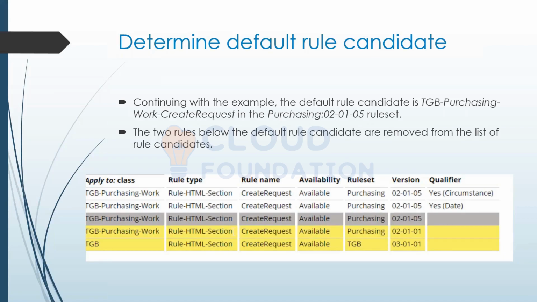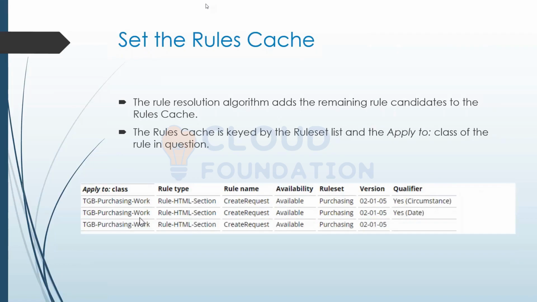All the rules below the default rule candidate will be discarded. Finally, I am now left with 3 rule candidates, out of which one is the default and the other 2 have circumstances. I am left with the 3 rule candidates like this, with which the cache is populated. I started with around 20 rule candidates and ended up with 3 rules to set the rules cache.